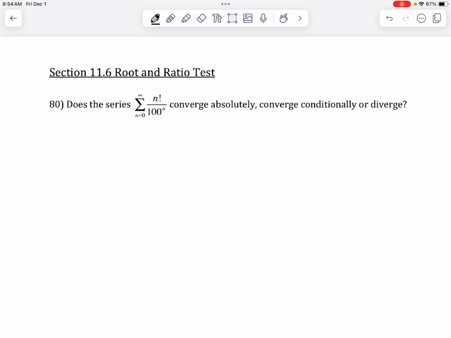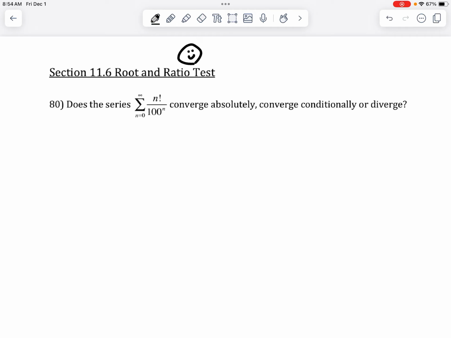And it's time for one of my favorites, and that is the ratio test. We could try to use the root test, but if you do the root test, you need to take the nth root, which for the denominator is going to be great because the nth root of 100 to the n is just 100. But then the problem is, what's the nth root of n factorial? Since I don't know, I'm not going to use the root test.